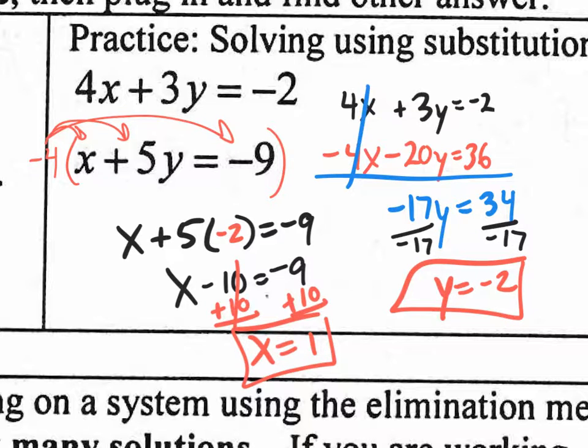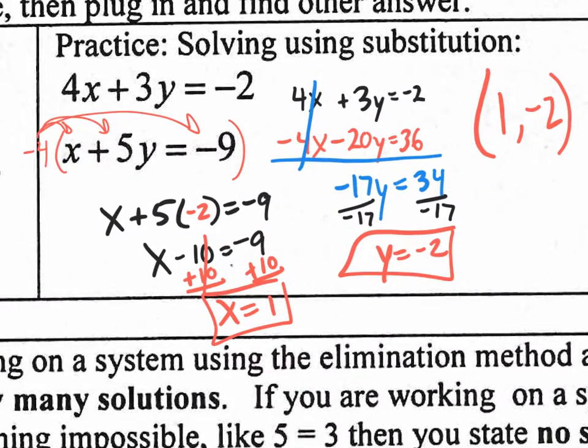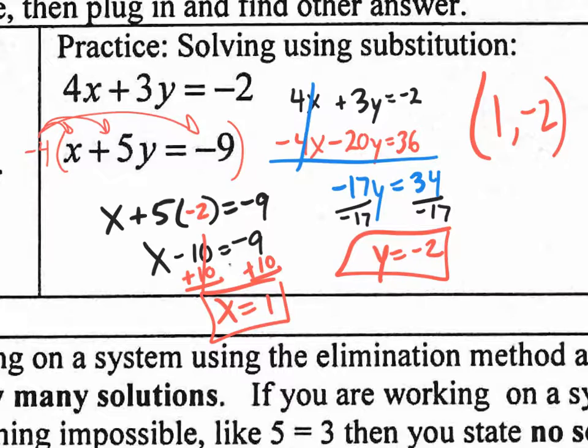So your answer to this entire system is 1, -2. So if I were to have graphed these, they would cross pretty close to the origin. It wouldn't have been bad to graph these. But linear combinations is the preferred method of solving.